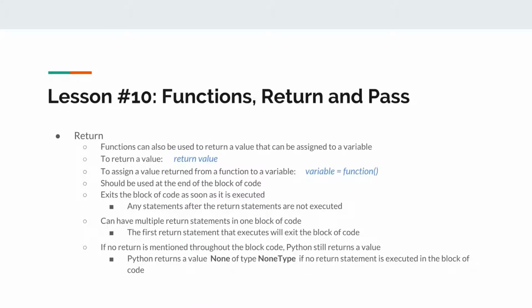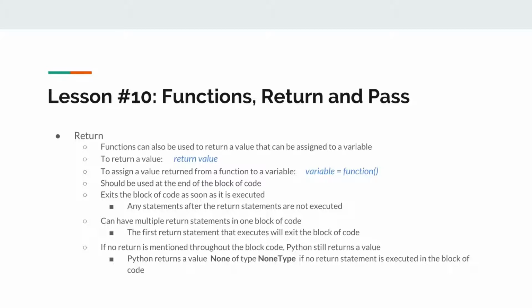Return statements make functions even more powerful. They allow functions to return a value as well that can be assigned to a variable. To return a value from a function, simply write return and the value after it. To save this value to a variable after calling the function, simply use the assignment operator and assign the call of the function to the variable.